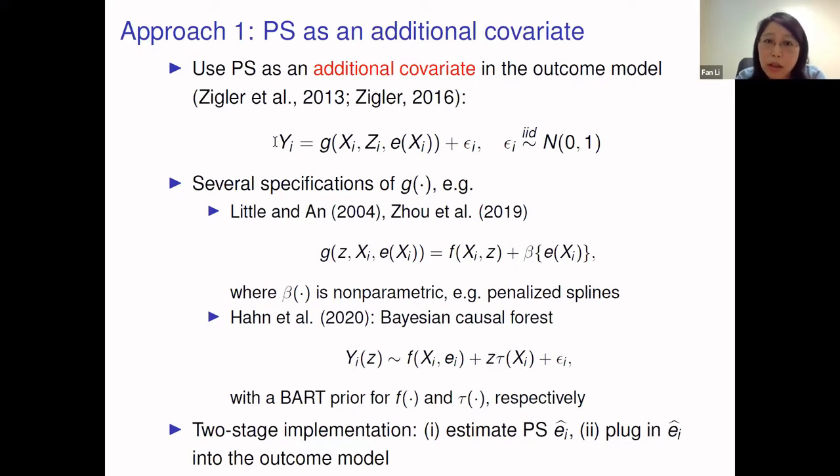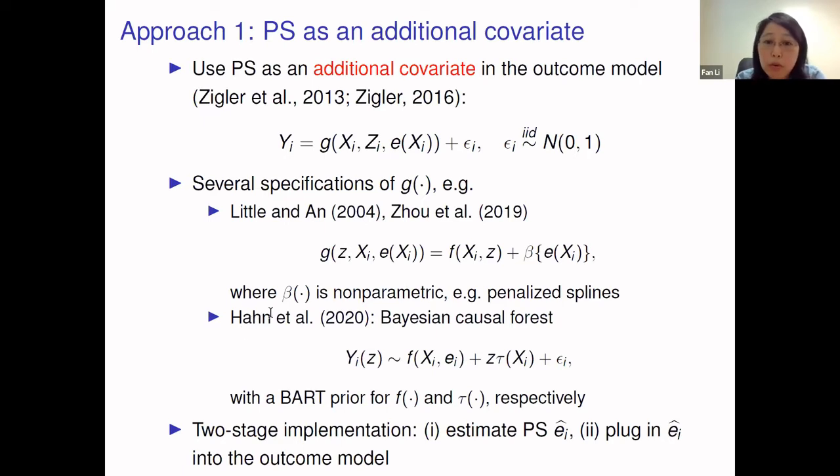So the whole point is now you have an outcome model. This model will include both X, Z, and the propensity. Basically, propensity as an additional covariate. Okay, and G is just a function. There are several specifications of G. Ron Little had a bunch of work, and he particularly advocated this. He advocated using a parametric portion of X and Z, or X and treatment, and using the propensity, use a penalized spline of the propensity as an additional component. So that is one approach.